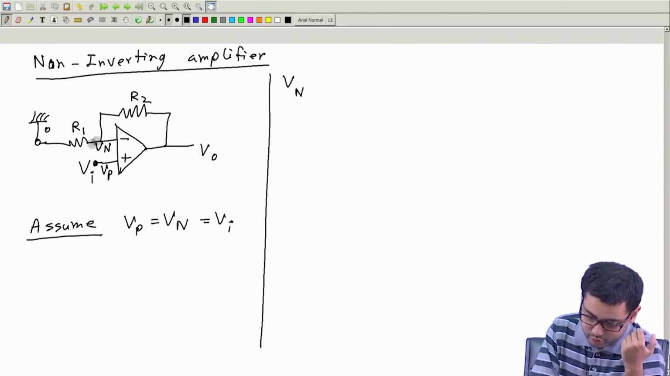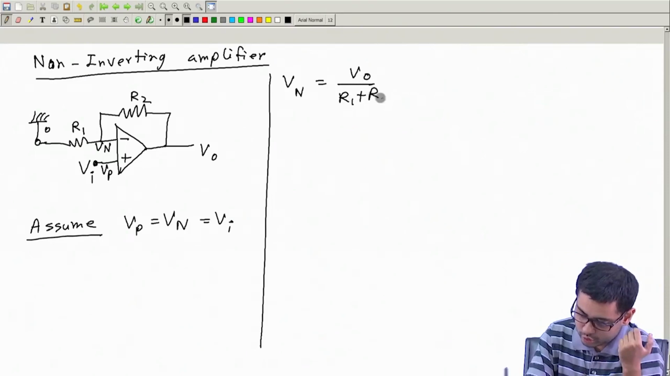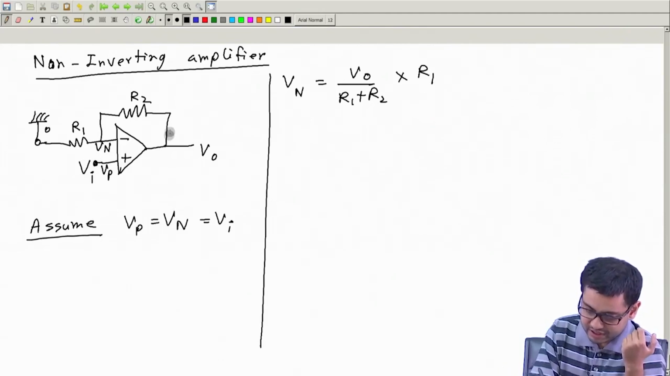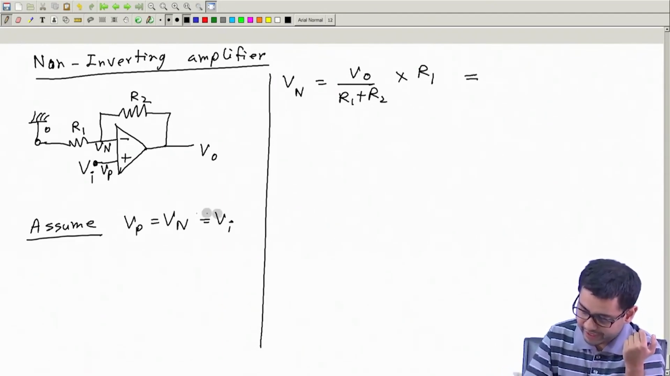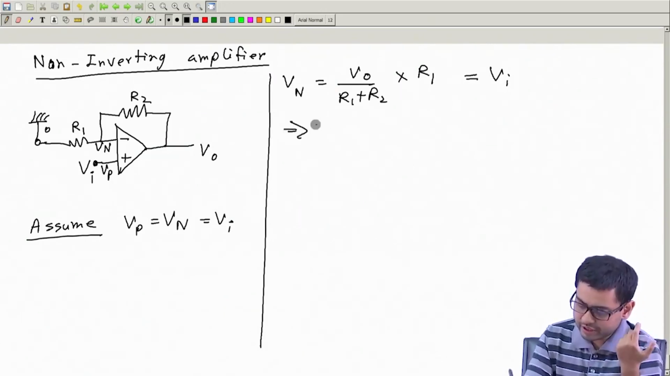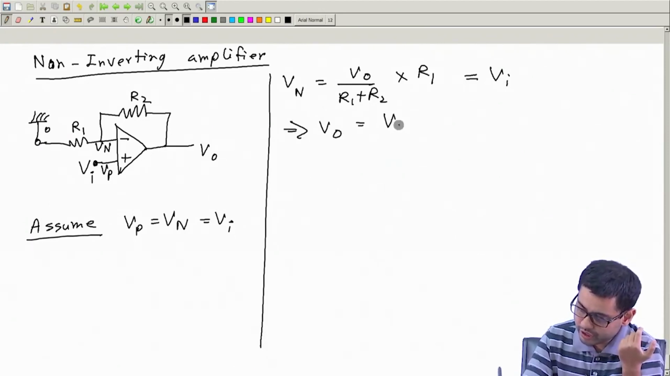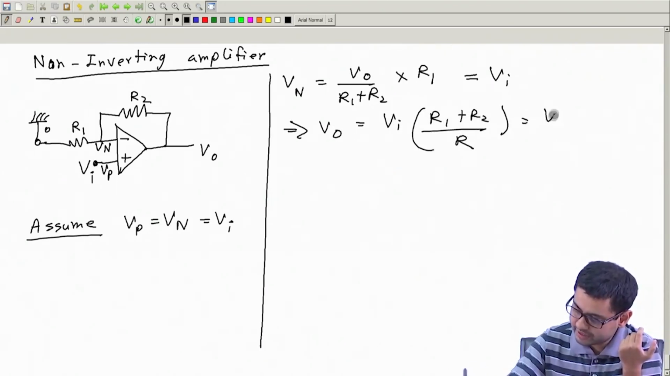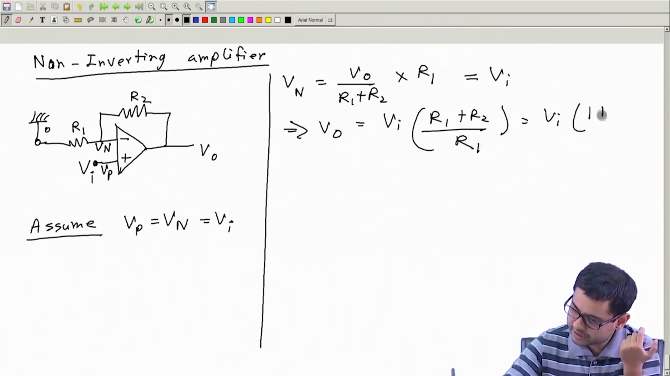Vn, let's apply potential divider rule here. So this will be equal to VO by R1 plus R2 multiplied by R1, because this part is the current here. This is VO by R1 plus R2 is this current, multiplied by R1 is this voltage drop. So this is Vn. Now this should be equal to Vi because of our assumption, and then we can quickly write VO is equal to Vi multiplied by R1 plus R2 divided by R1, or you can also write it in this form, 1 plus R2 by R1.